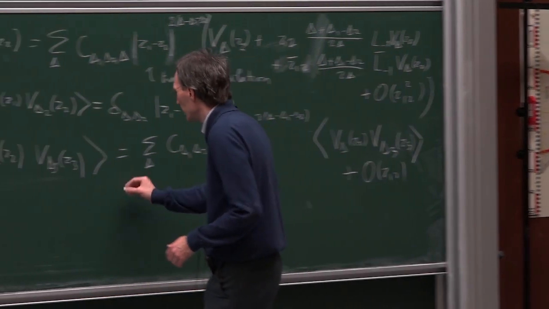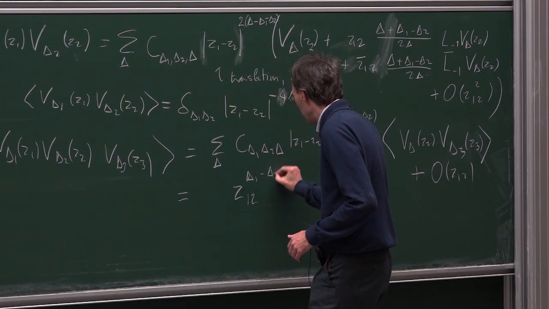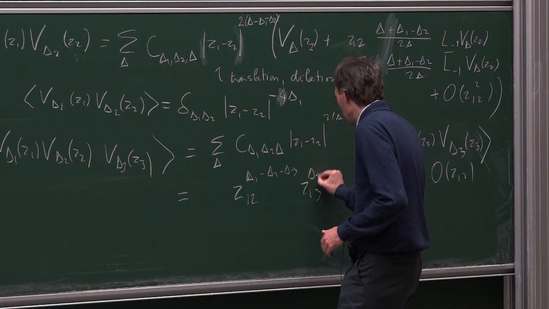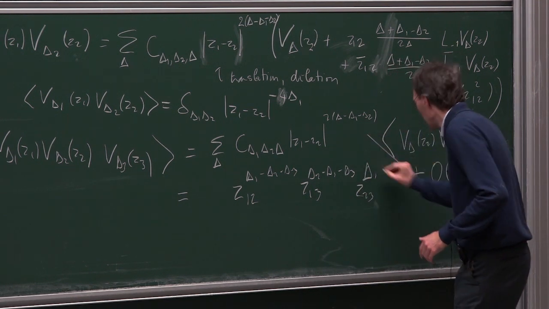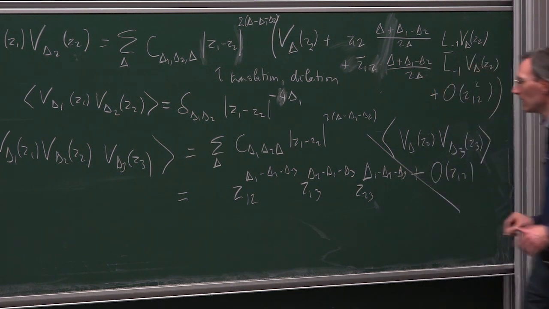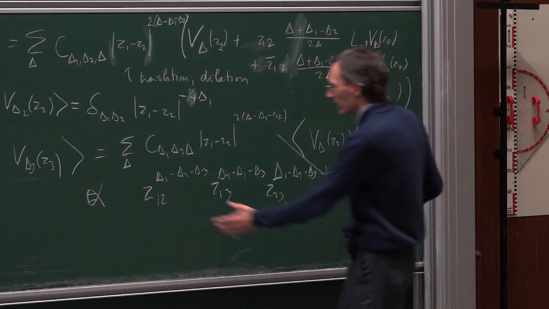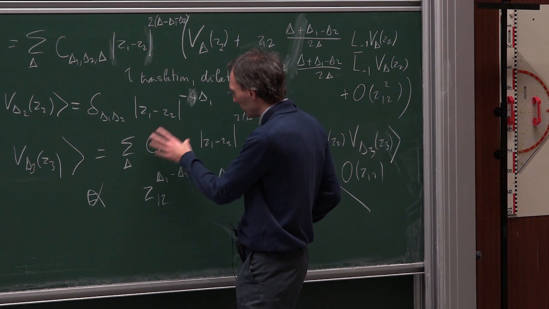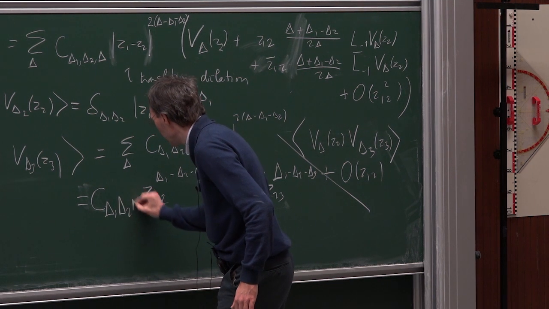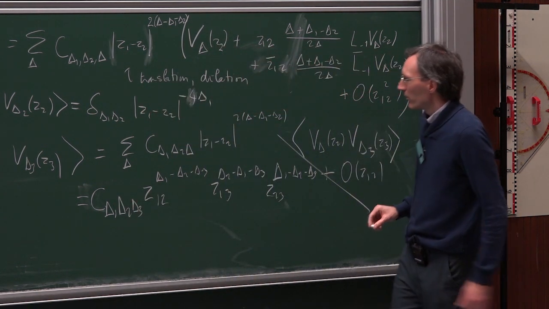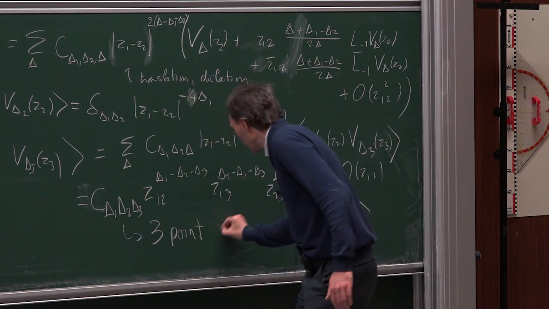On the other hand, I know that my 3-point function should be given by z1,2 to the delta 3 minus delta 1 minus delta 2, z1,3 to the delta 2 minus delta 1 minus delta 3, z2,3 to the delta 1 minus delta 2 minus delta 3, up to some coefficient. And if you do this exercise, you will find that the coefficient here should be nothing but this coefficient from the operator product expansion, C delta 1, delta 2, delta 3. So therefore, this coefficient is called the 3-point structure constant.